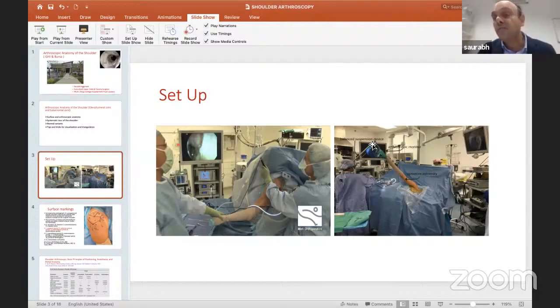But yes, the Neviaser portal is because you are approaching the superior glenoid. That's where you are attaching your SCR. So the Neviaser portal comes in very handy.